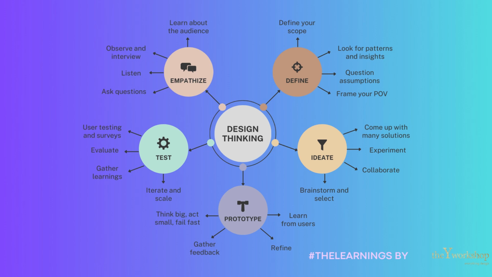Design thinking involves several key phases. First, empathize with your audience by learning about their needs through observation, interviews, listening, and asking questions. Next, define the problem clearly using these insights. In the ideate phase, generate a wide range of creative ideas through brainstorming, experimentation, and collaboration. Then prototype your ideas, creating tangible models to learn from users, refine based on feedback, and adopt a mindset of thinking big, acting small, and failing fast. Finally, test your prototypes with user testing and surveys, gather learnings, and iterate to improve and scale successful solutions.